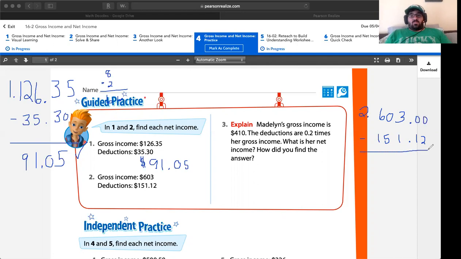and then we subtract. So then I would borrow 3 to become a 2. This 10 makes it a 9 and this is a 10. 10 minus 2 is 8. 9 minus 1 is 8. 2 minus 1 is 1. And you can make this a 5 and this a 10. That may help you. 10 minus 5 is 5. 5 minus 1 is 4. So I have $451.88.